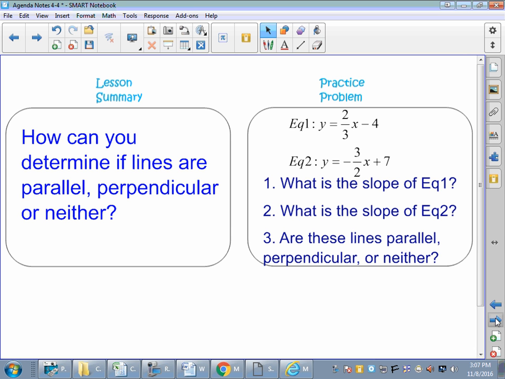So that's the end of section 4.4. We're going to write a lot of equations. Please go back and double check that. How do you know if they're parallel and how do you know if they're perpendicular? They're really important. We're going to use that a lot when we write equations like we just did.